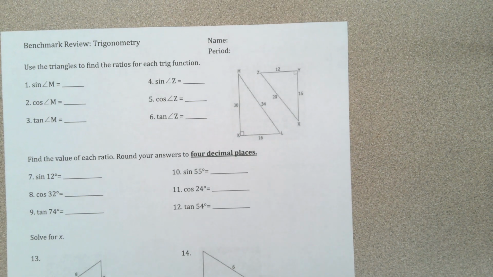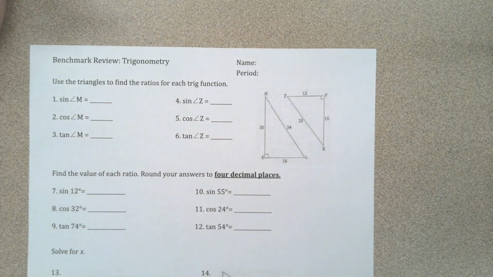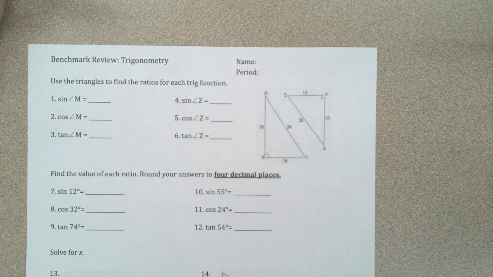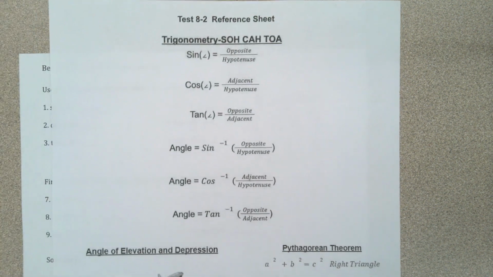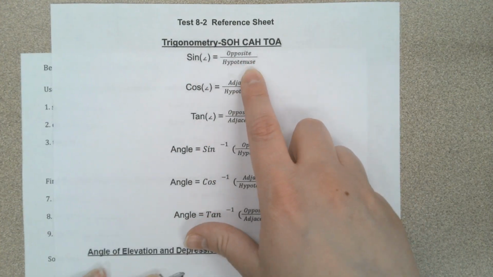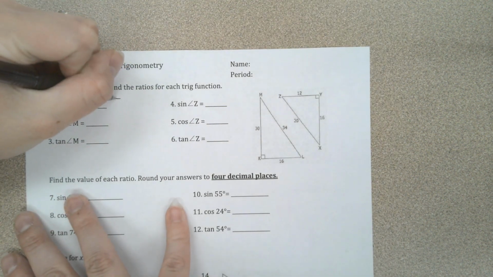So, first section 1 through 6. Use the triangles to find the ratios for each trig function. All we're asking you for on these is the fraction that goes with that function. So for example, number 1 is sine, and from our reference sheet, sine is O over H. So that's the fraction I'm going to use here.